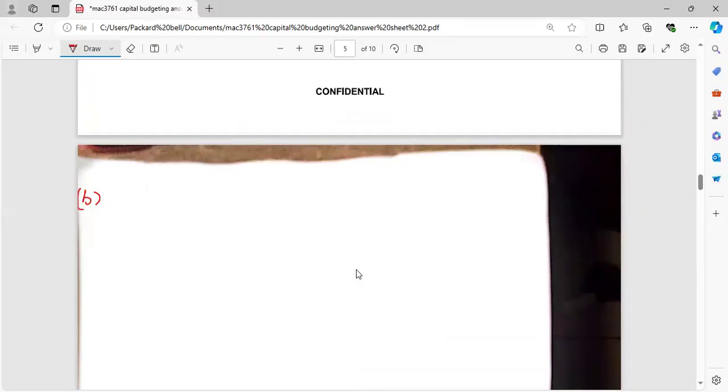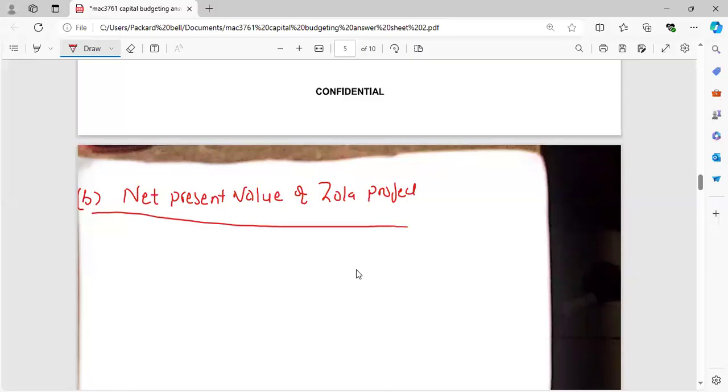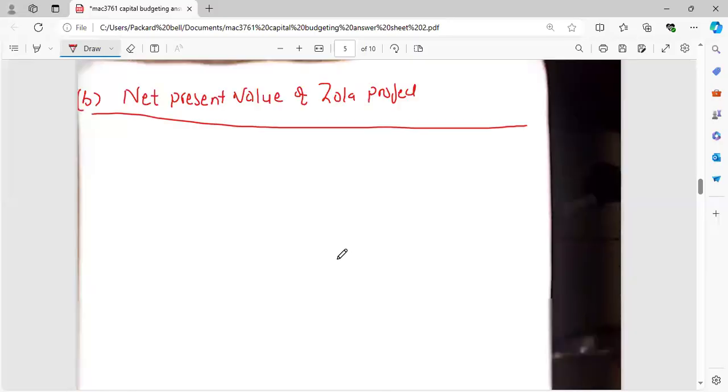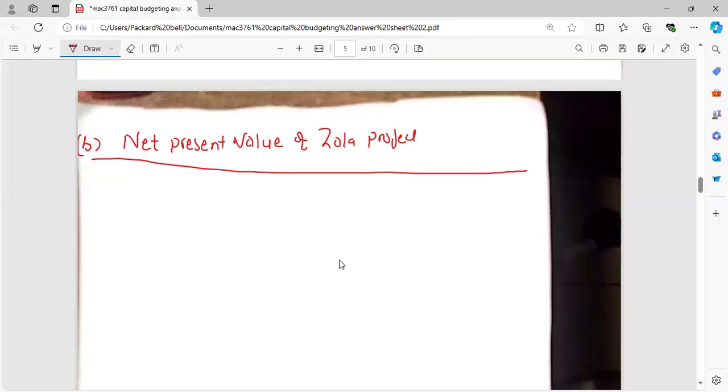So we are going to calculate the net present value of, so you have year 1 to 5. So we're going to have year 1, year 0.